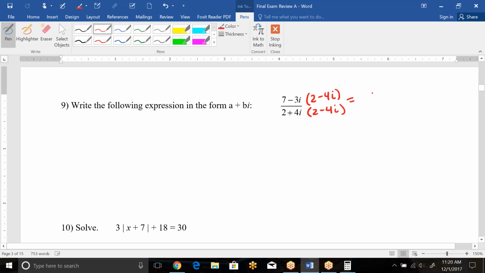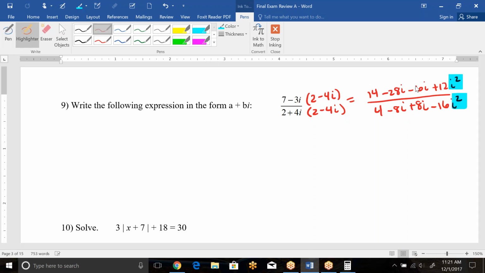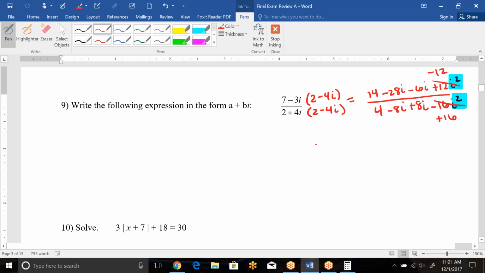So on top you distribute, so 7 times 2 is 14. 7 times negative 4 would be negative 28i. Negative 3i times 2 would be negative 6i. Negative 3i times negative 4i is positive 12i squared. And yes, we do have to take care of that i squared in just a minute. On the bottom, this is going to be 4 minus 8i plus 8i, which is going to cancel, and then negative 16i squared. Anytime we have an i squared, it changes to a negative 1, which means this just changes to a regular number but a different sign because it gets multiplied by that negative 1.